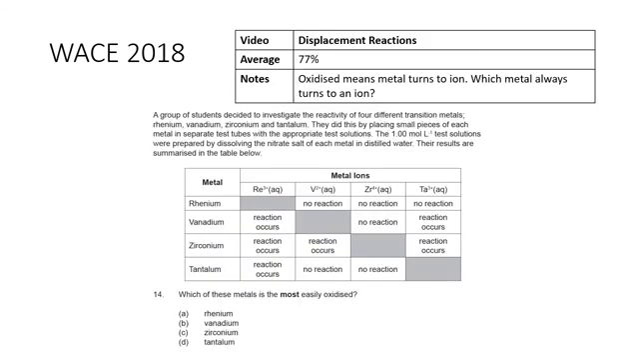Displacement reactions. Okay, so a group of students decided to investigate the reactivity of 4 different transition metals, these 4. They did it by placing small pieces of metal, which is effectively a displacement reaction, into their solutions. So, which of these metals is the most easily oxidized? Okay, so remember, oxidize means metal turning into an ion. So then we have to look at which metal always turns into an ion.